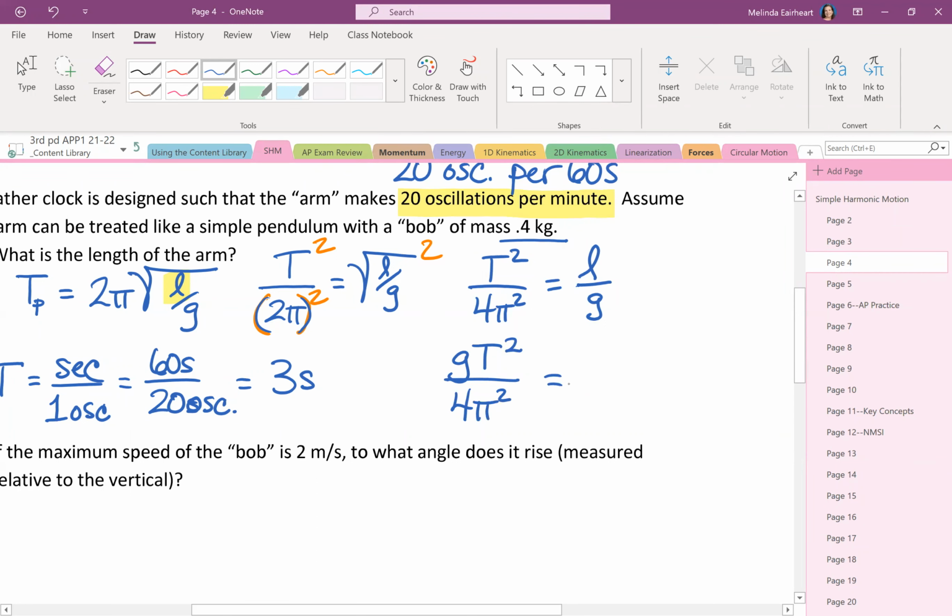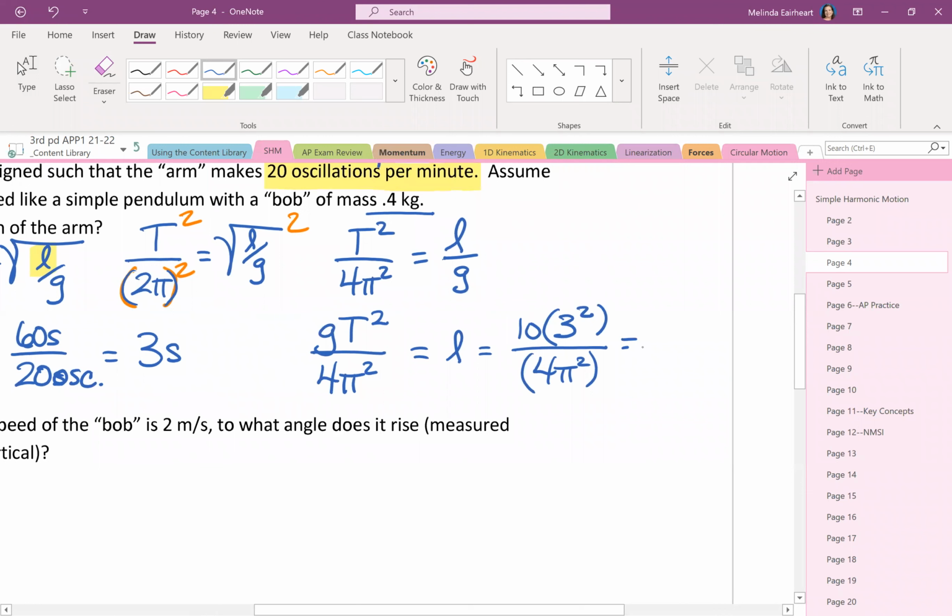pi squared equals L. So if it was a variable question, that would be your answer. Now we can plug in numbers. I'm going to go gravity is 10. Now we know the period, don't forget to square, divided by that 4 pi squared. Maybe you have to use parentheses. Test the calculator you're using to see, do I need parentheses or do I not?